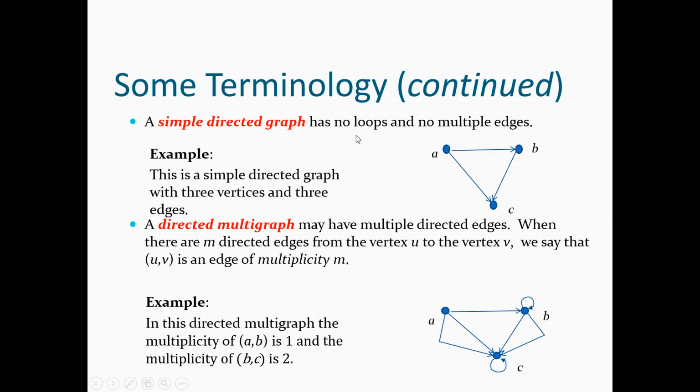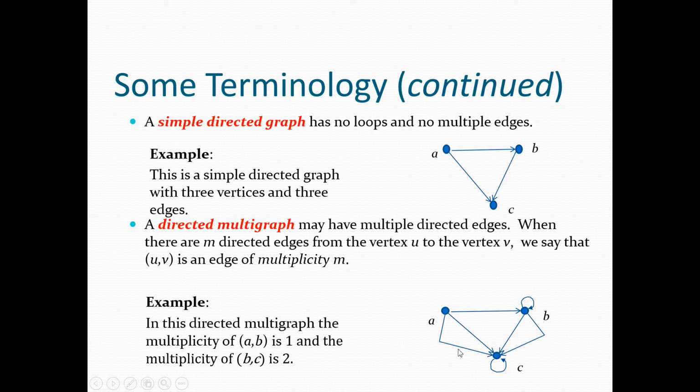Okay, again, terminology and definitions. A simple directed graph has no loops and no multiple edges, like this. This is a simple directed graph. A directed multigraph may have multiple directed edges. When there are m directed edges from vertex U to vertex V, we say that UV is an edge of multiplicity m.